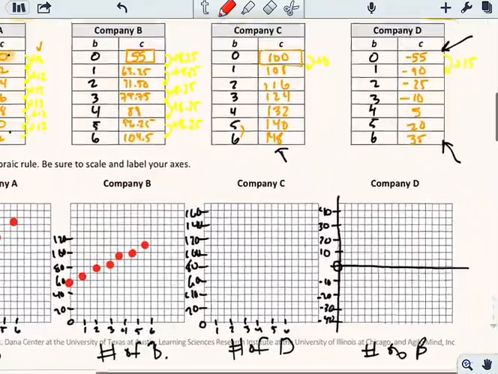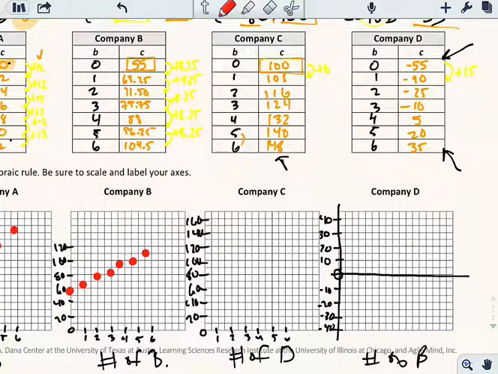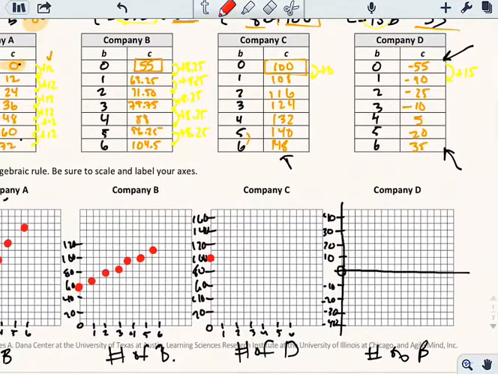Company C. This one's going to start all the way up here at 100. Then we're going up to 108. 2 is 116. 3 is 124. 4 is 132. 5 is 140. That's a good one. And 6 is 148. Okay, those aren't perfect, but we're just getting close.